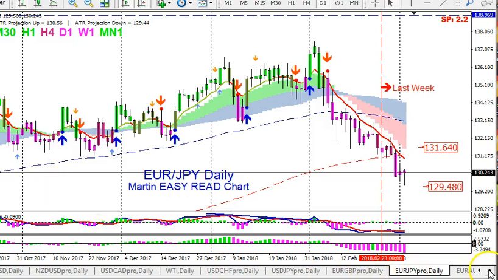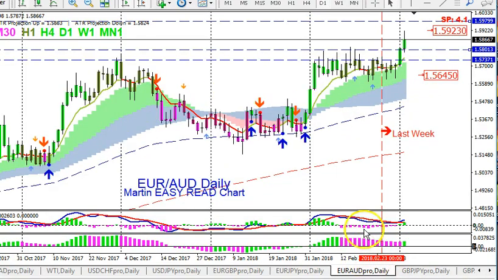Okay, and now we move on to the second last pair. This is the EURAUD. The euro has been very strong for a couple of weeks now. You can see last week after the red vertical line, the euro moved up quite high and broke. You can see here it broke the previous swing highs. Here's another previous high.